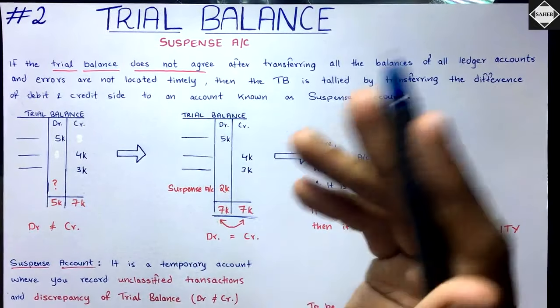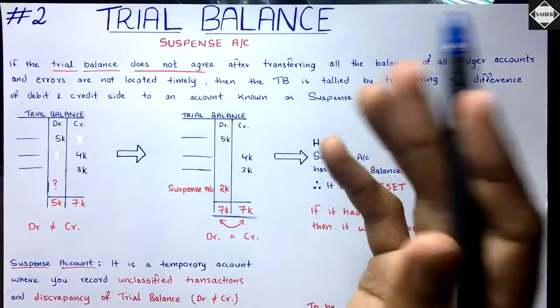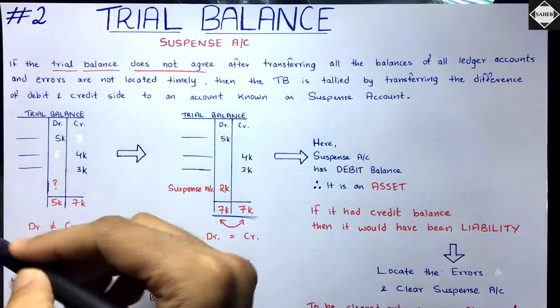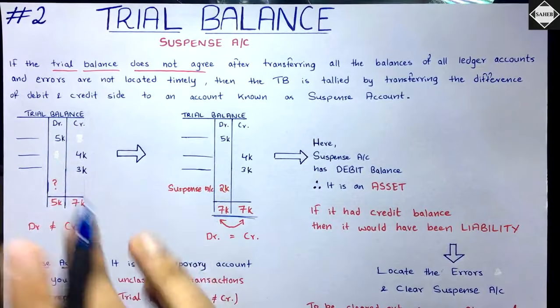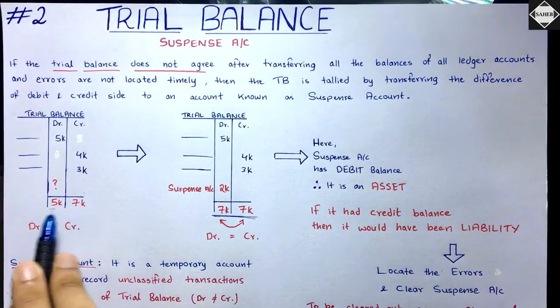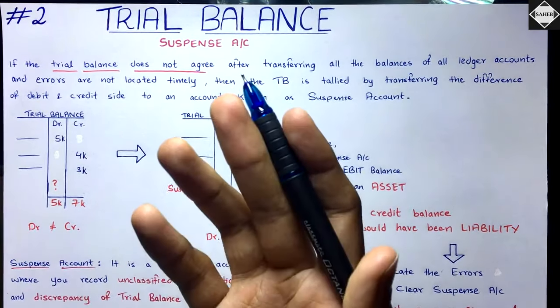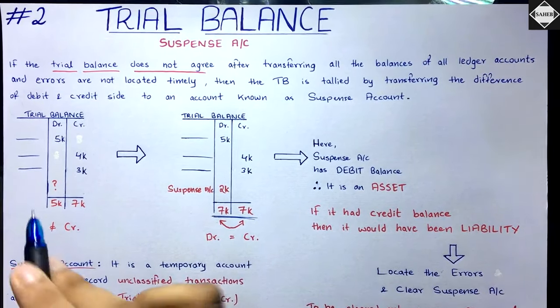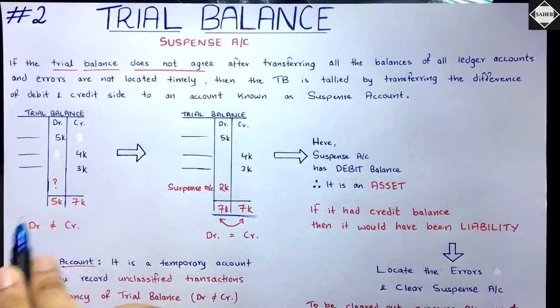Now you all know how to prepare the trial balance. Take up the balances from the ledger accounts, put them into their respective columns, debit balance into debit column, credit balances into credit column, add it all up, and you will get the total, which will be equal because we follow double entry system. Yes, it will tally up. But now what if it does not tally up? What if it's not equal? The debit is not equal to credit.